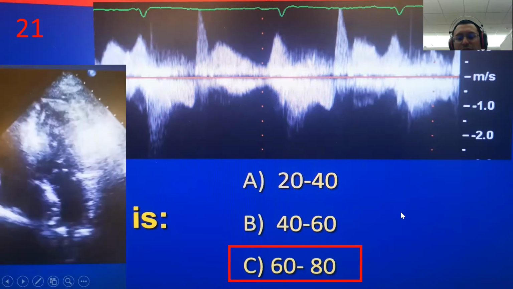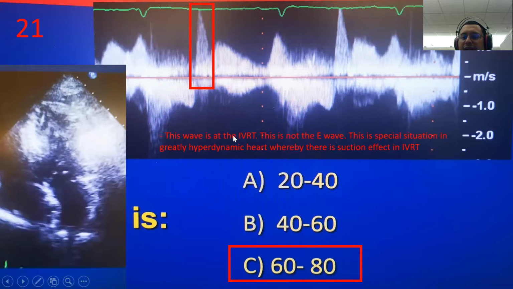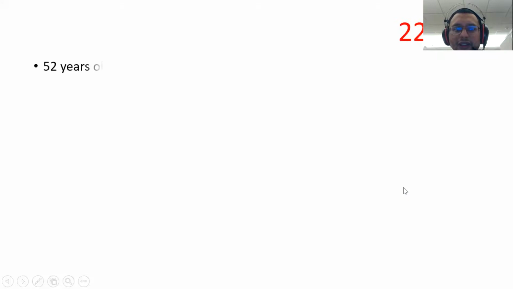All right. So just two more. Okay. So this wave is at the IVRT. This is not the E wave. This is a special situation in a greatly hyperdynamic heart, whereby there is suction effect during the isovolumetric relaxation time.